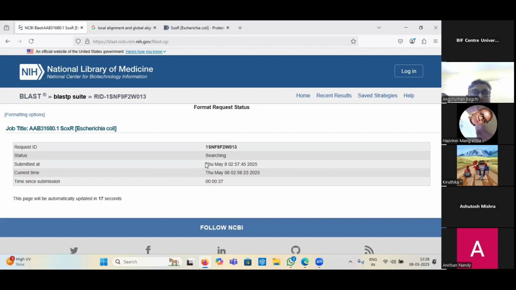See, they are taking more time here because in the Protein Data Bank, there are not many similar sequences available. Let's proceed at its own pace.